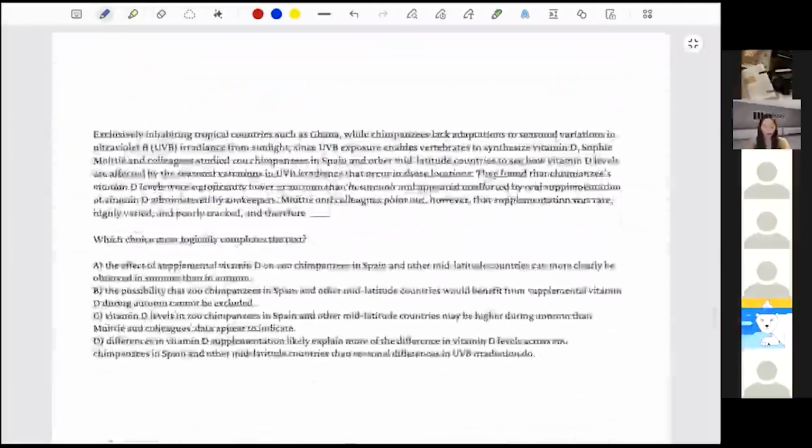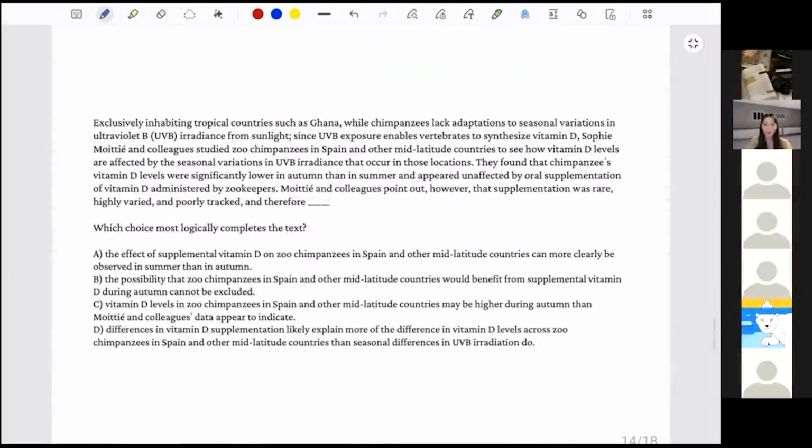And then this is a logical completion question. So let me read this out loud as well. Exclusively inhabiting tropical countries such as Ghana, wild chimpanzees lack adaptation to seasonal variation in ultraviolet B irradiance from sunlight, since UVB exposure enables vertebrates to synthesize vitamin D. Sophie Moide and colleagues studied zoo chimpanzees in Spain and other mid-latitude countries to see how vitamin D levels are affected by the seasonal variation in UVB irradiance that occurs in these locations.